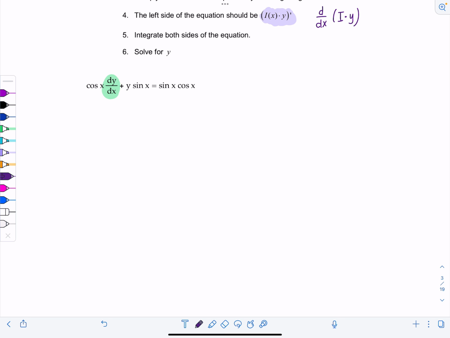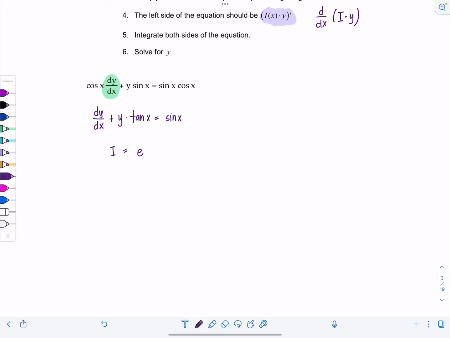So here we go. I'm going to divide everybody by cosine x. So we have dy dx plus y times sine x over cosine x, which is tan x, equals just sine x now, right? Because I divided by cosine x and it canceled out. All right, very good. So from here, let's go ahead and figure out the integrating factor.